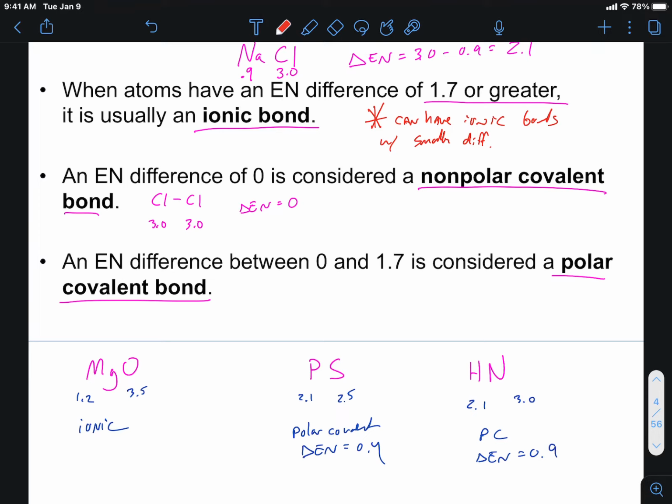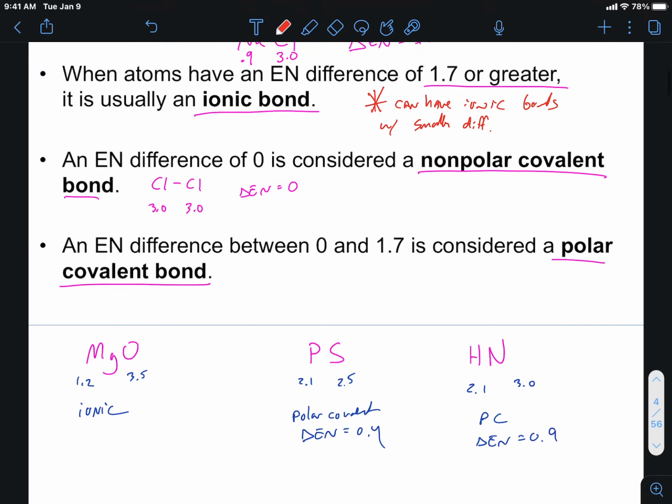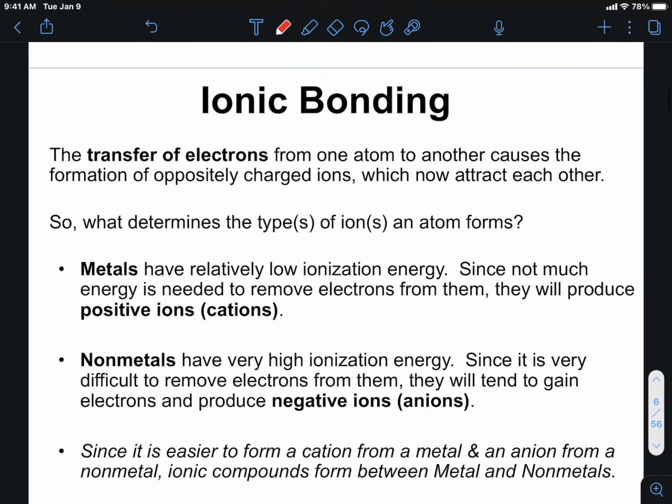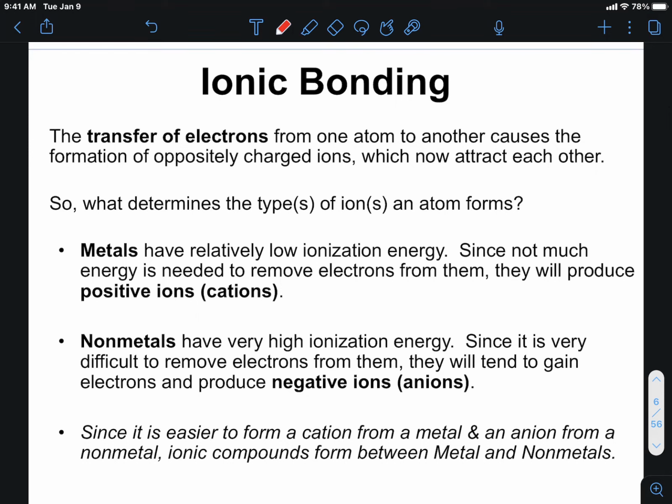On any quiz or any test, you're not going to be given any exceptions. You're going to be given pretty straightforward ones. Okay, so just make sure you know how to find them, how to calculate the difference. Okay, so let's talk a little bit more in depth about ionic bonding.